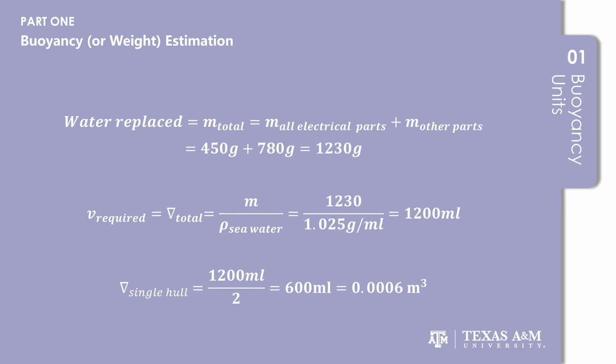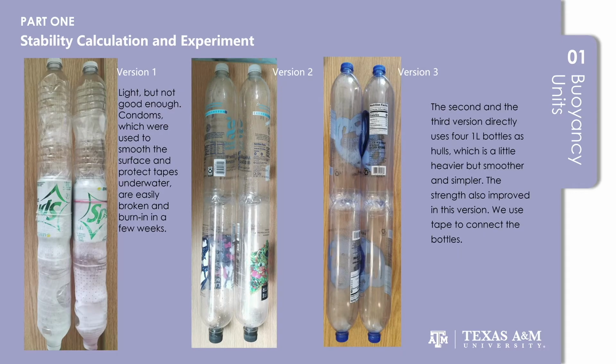By calculation, the volumetric displacement of one hull is 600 milliliters. Here are the 3 versions of hulls. For better stability and convenience, we finally chose 4 1-liter water bottles to be our hulls.